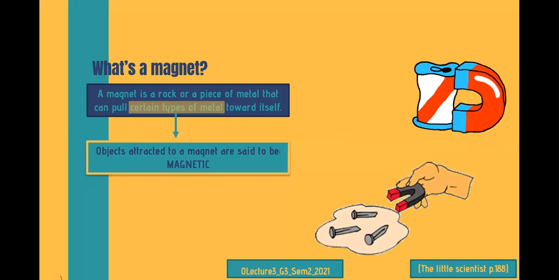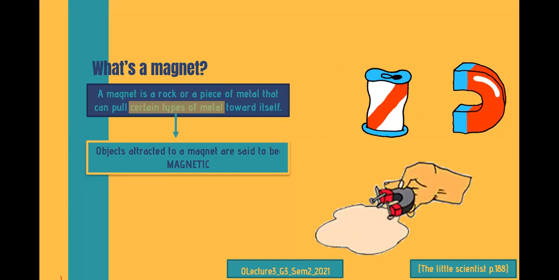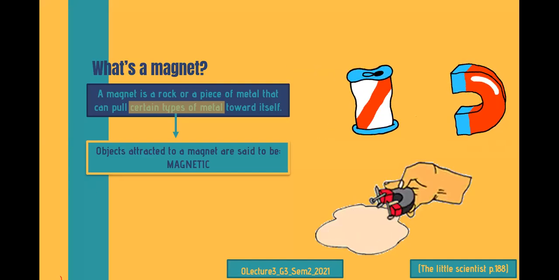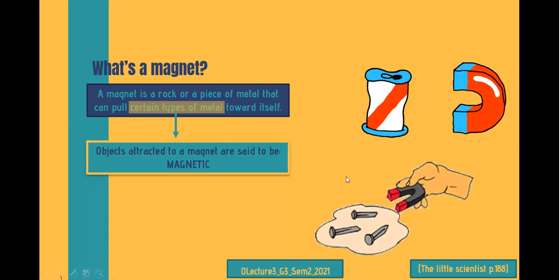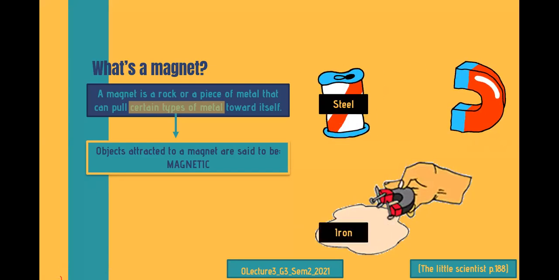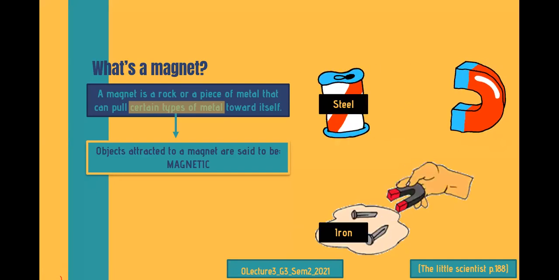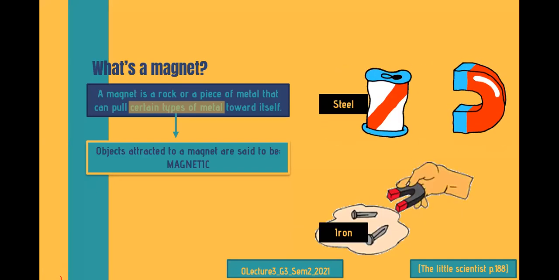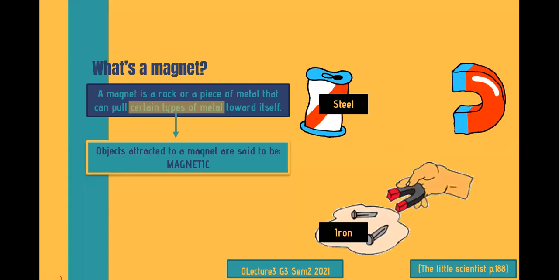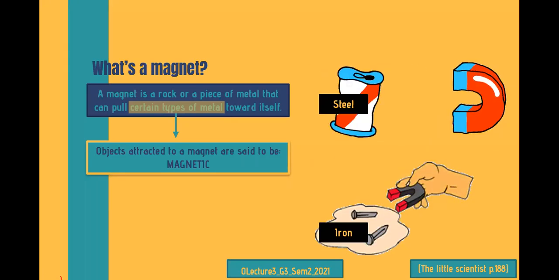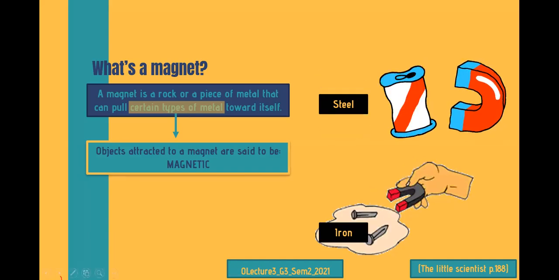But magnets do not attract all metals. So you should give me the name of the metal attracted by a magnet, like a spoon. Steel and iron. Steel and iron are examples of metals attracted to magnets. Magnets do not attract all kinds of metals. You will see in the video that there are some kinds of metals that are not attracted to magnets.